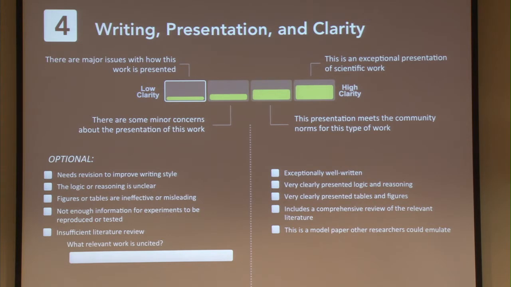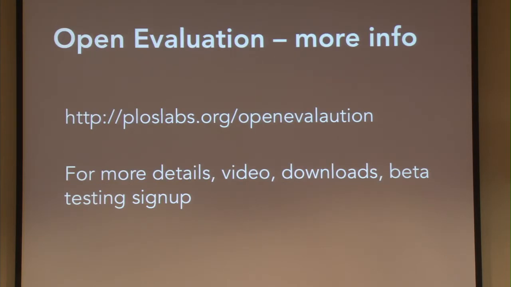This is an example of what we ask in the presentation in Clarity. There are spaces for unstructured text, and there's also a mechanism by which authors can respond to these evaluations. If you want more information on this, we have a website up. You can go to ploslabs.org. There's some videos. There's more details.